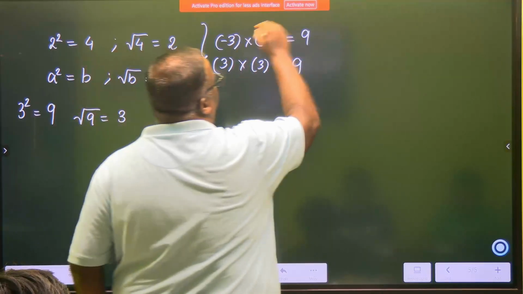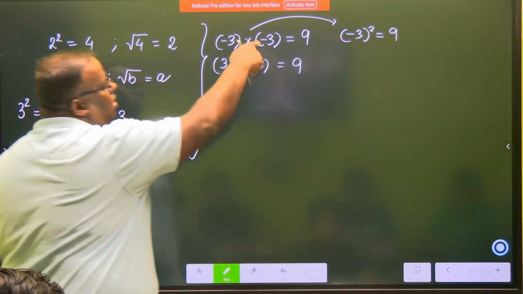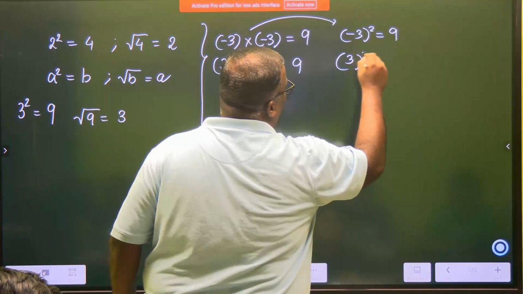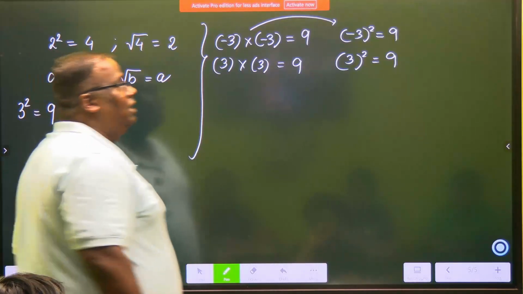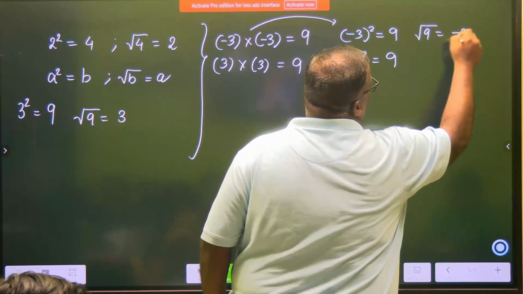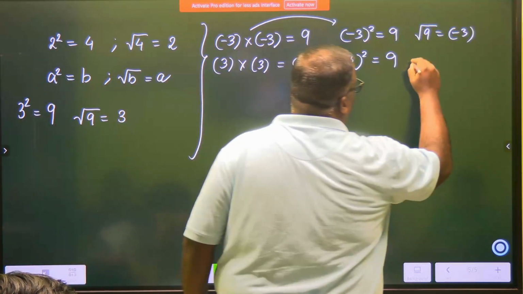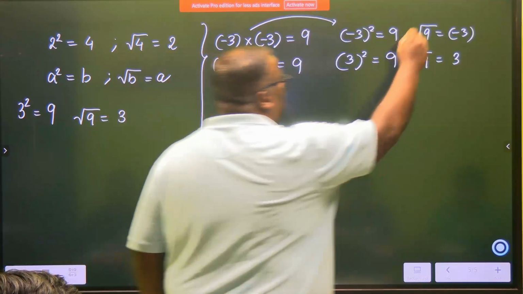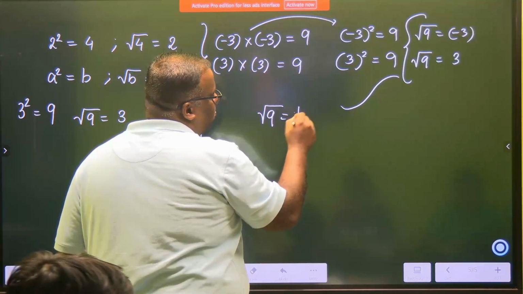Can I write this step as negative 3 square is equal to 9, a number multiplied by the same number? Can I write this as 3 square is equal to 9? ये भी तो लिख सकता हूँ. बड़ा interesting observation है. That means, can I write root of 9 is equal to negative 3? है ना? जिसको square किया मिला उसको root करेंगे तो वही number मिलना चाहिए. Can I write root of 9 is equal to 3? Based on these two, I can combine them and write root of 9 is equal to plus minus 3.